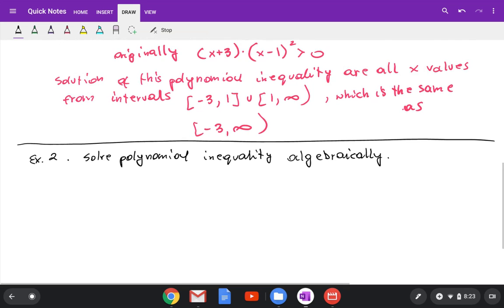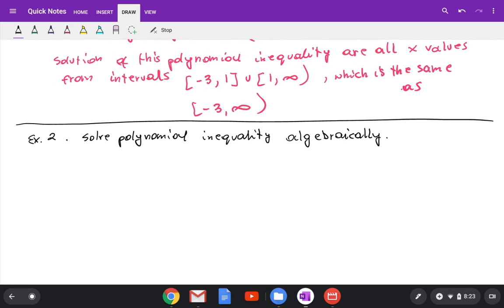Okay, so that's what we're going to focus on. And we're going to do a couple examples. A, it's x to the power of 4 greater than x. And let me write all the steps.